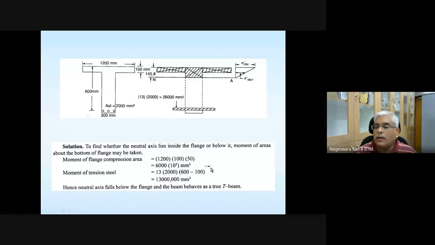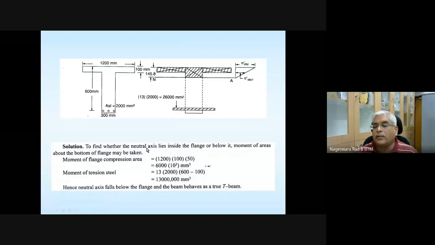So by doing this check, it is very clear that the neutral axis is not going to lie in the flange, or in line with the bottom of the flange, but it's going to lie in the web region. So to get the confidence on that, we are doing this check. Okay, so that is what is mentioned here.